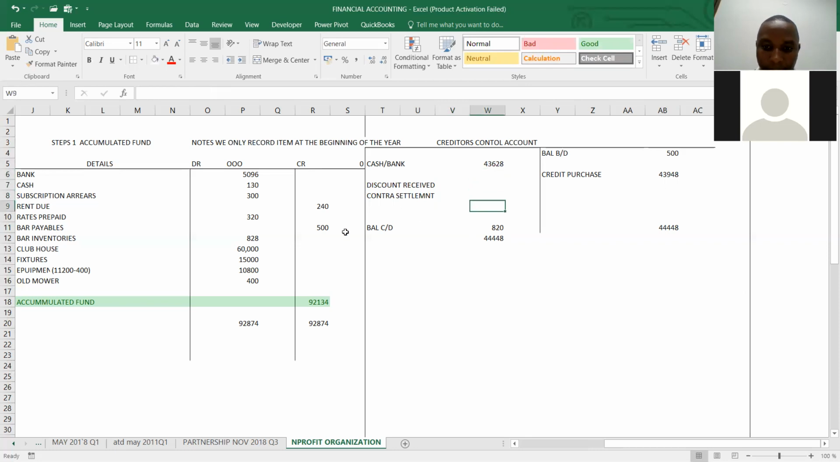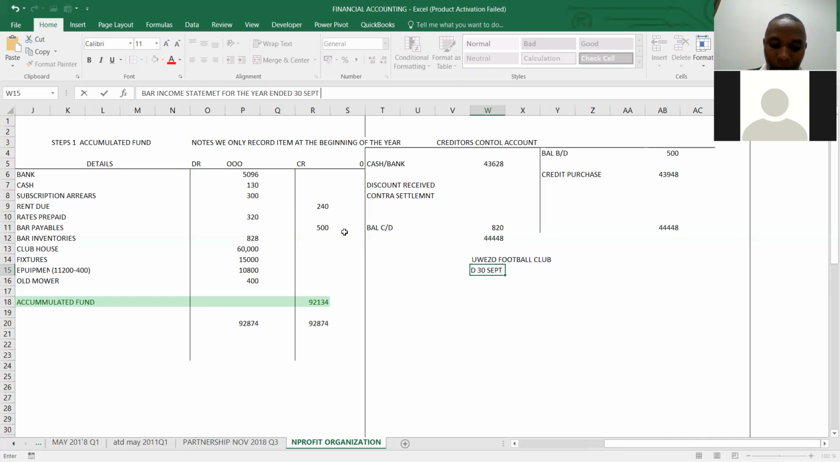Okay. Then now we can open the income statement of this subunit, that is the per income. So we will write Uwezo Football Club per income statement for the year ended 31st September 2015.